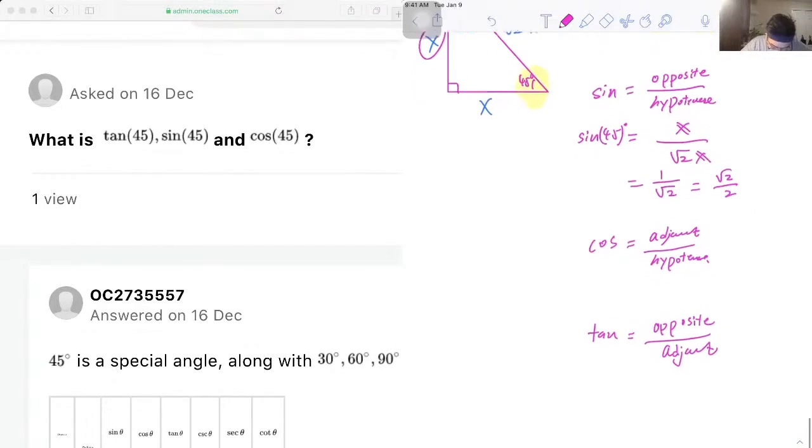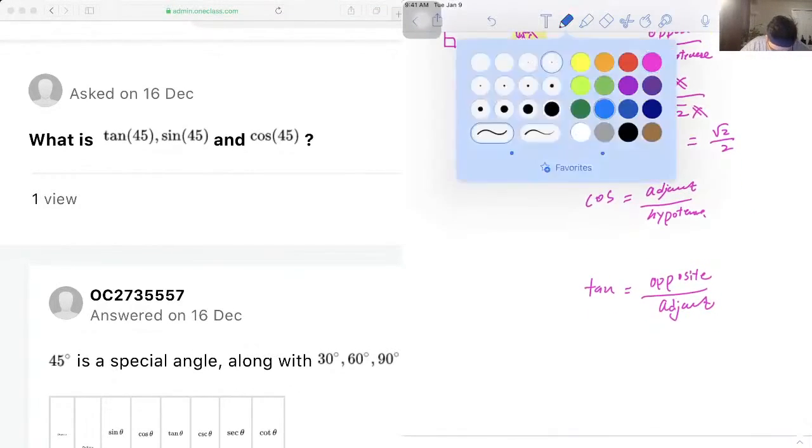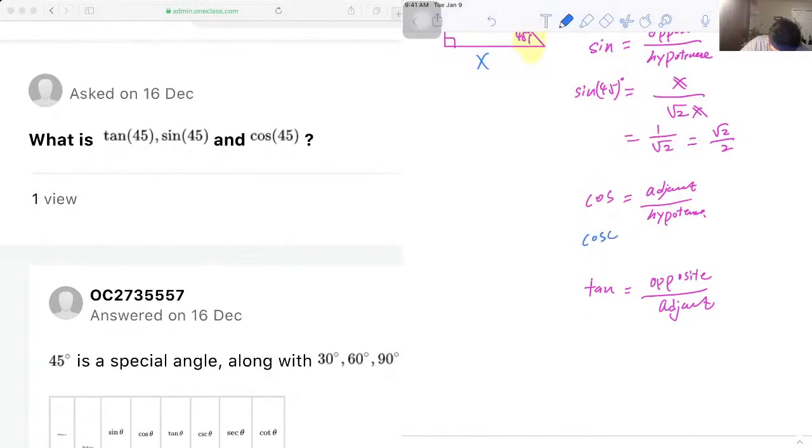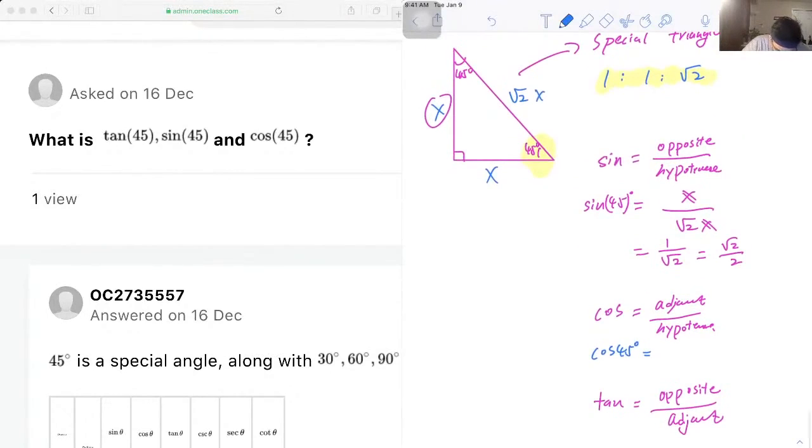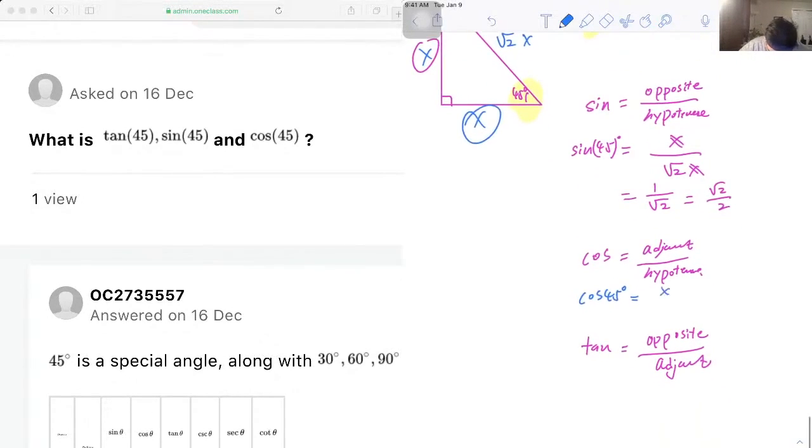And in terms of cosine, so cosine 45, that's going to be adjacent, which is x as well, so x over root 2x. So still we get 1 over root 2, and it's equal to root 2 over 2, as we just multiply by root 2 for both top and bottom.